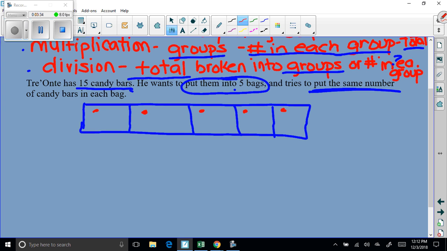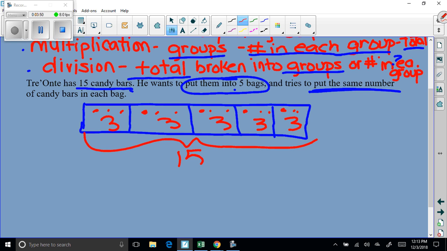And I'm going to continue until I make it to 15, putting 1 in each group. When I finish that, I can see that I was able to put 3 in each group. So my tape diagram will look a little bit like this. 3 in each group. I know the total is 15, and I knew that I had 5 groups, so my answer is 3. So I could write it 15 divided by 5 equals 3.